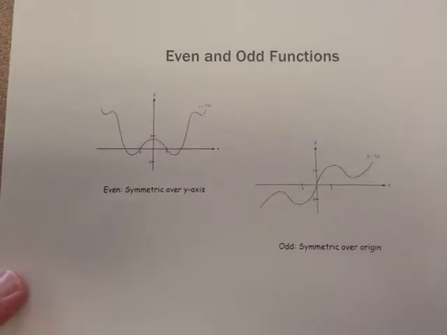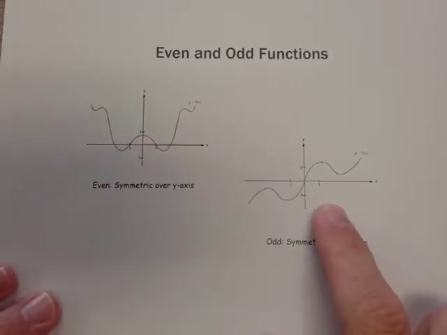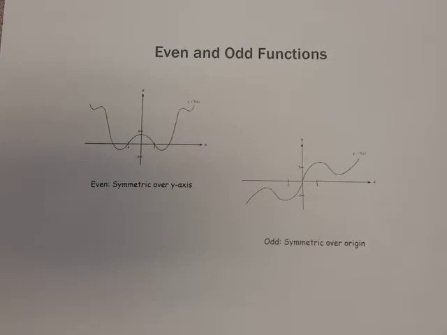Another characteristic that we'll be studying in section 1.2, day 2, is even and odd functions. With even and odd functions, it has to do with how the graph looks. So you see a couple examples here. We've got two graphs, and these graphs have some symmetry to them.